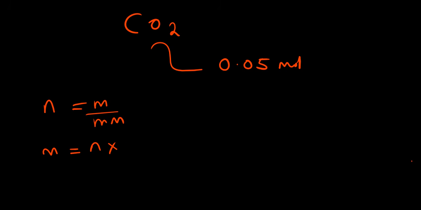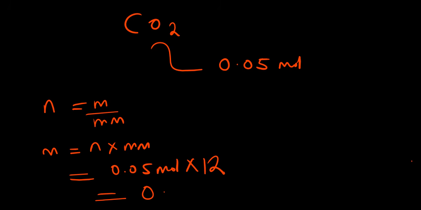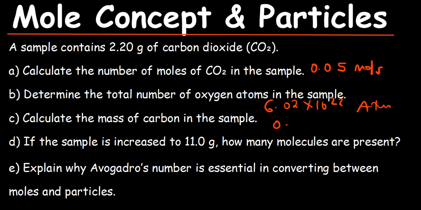In this case, the number of moles that we found is 0.05 moles multiplied by the molar mass for carbon, which is 12. So 0.05 moles multiplied by 12 will give us 0.6 grams, because this is grams per mole. The mole and the mole are going to cancel. So therefore, for this one we have 0.6 grams.